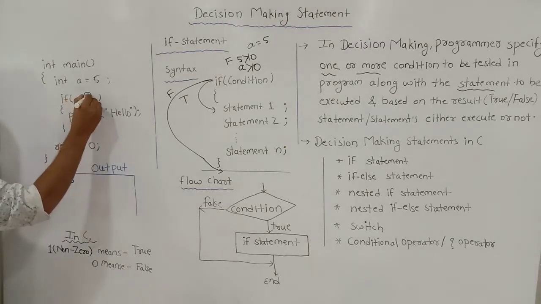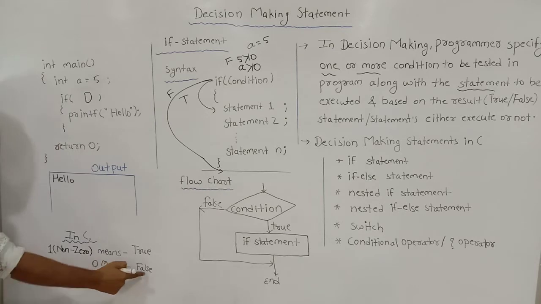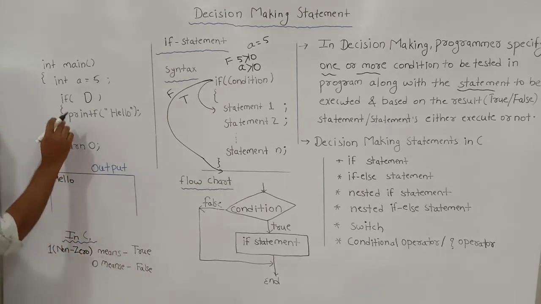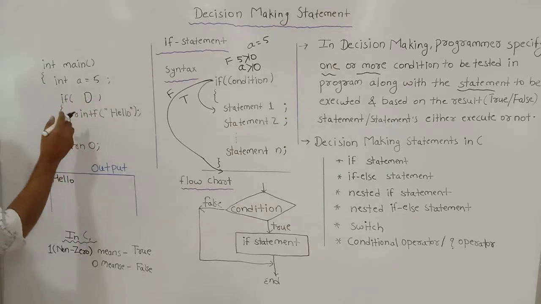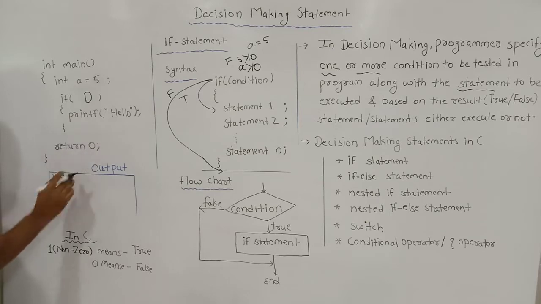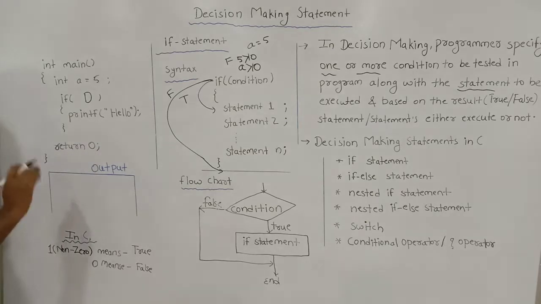Similarly, if we write 0, 0 means false. So false means the condition will always be false. Means we never enter inside the if and we will get nothing. Now check another example.